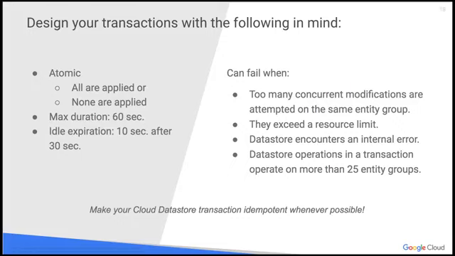Transactions are a set of Datastore operations on one or more entities. They are guaranteed to be atomic, which means that either all operations in the transaction are applied or none of them are applied. Maximum transaction time is 60 seconds, but if a transaction lasts more than 30 seconds, Datastore will terminate it if there is no activity for 10 seconds.